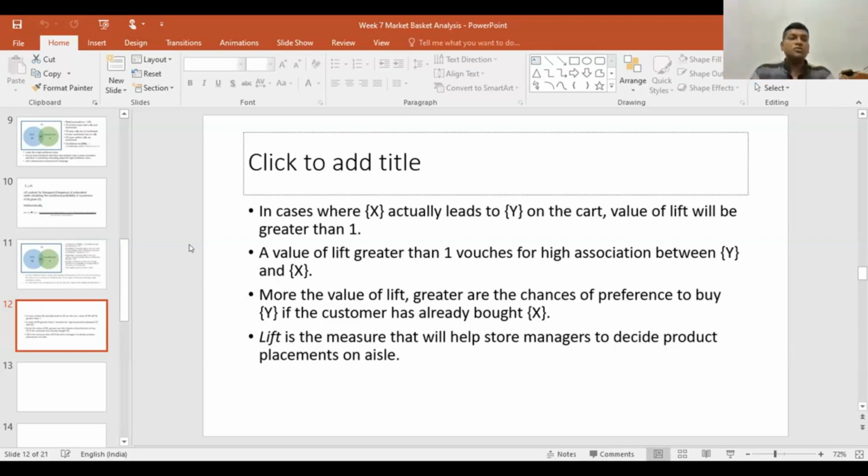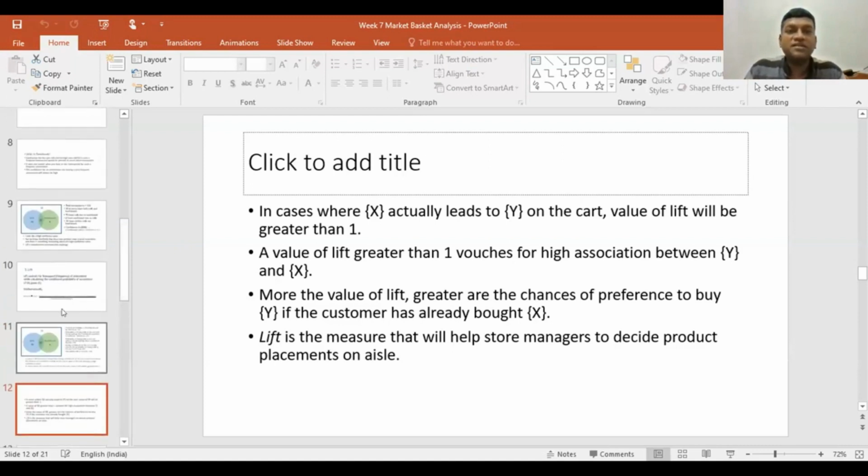Okay, so now we know the basics about support, confidence, and lift. Let's move on to a problem. I have in the drive this file, week 7. It's called Titanic. So please download it.